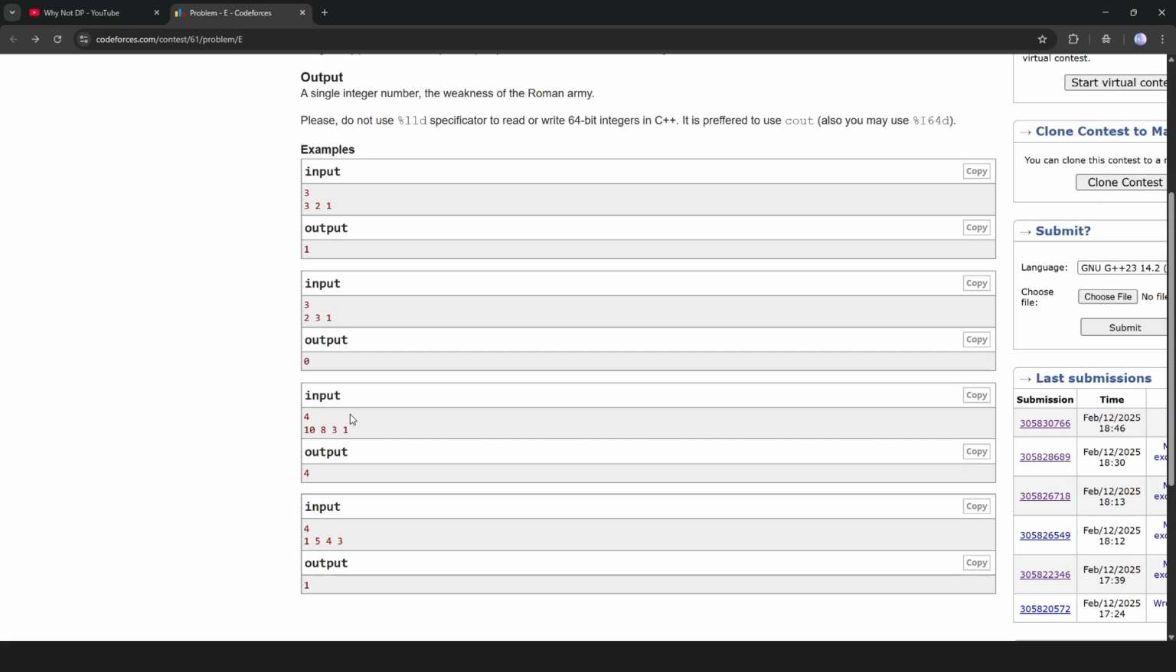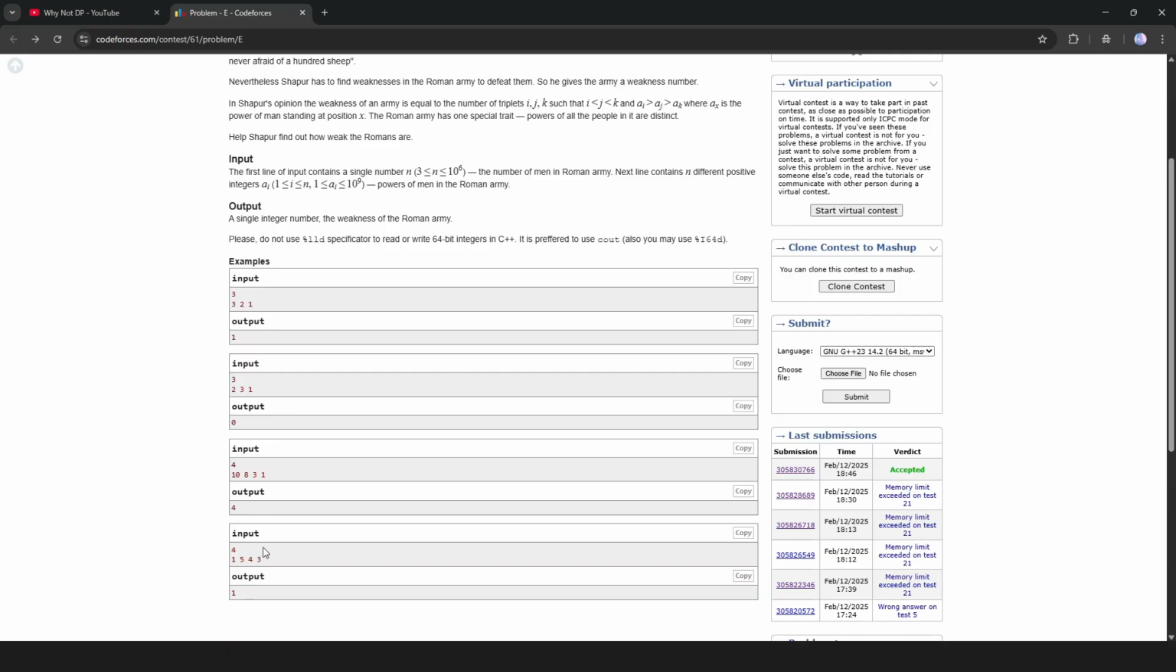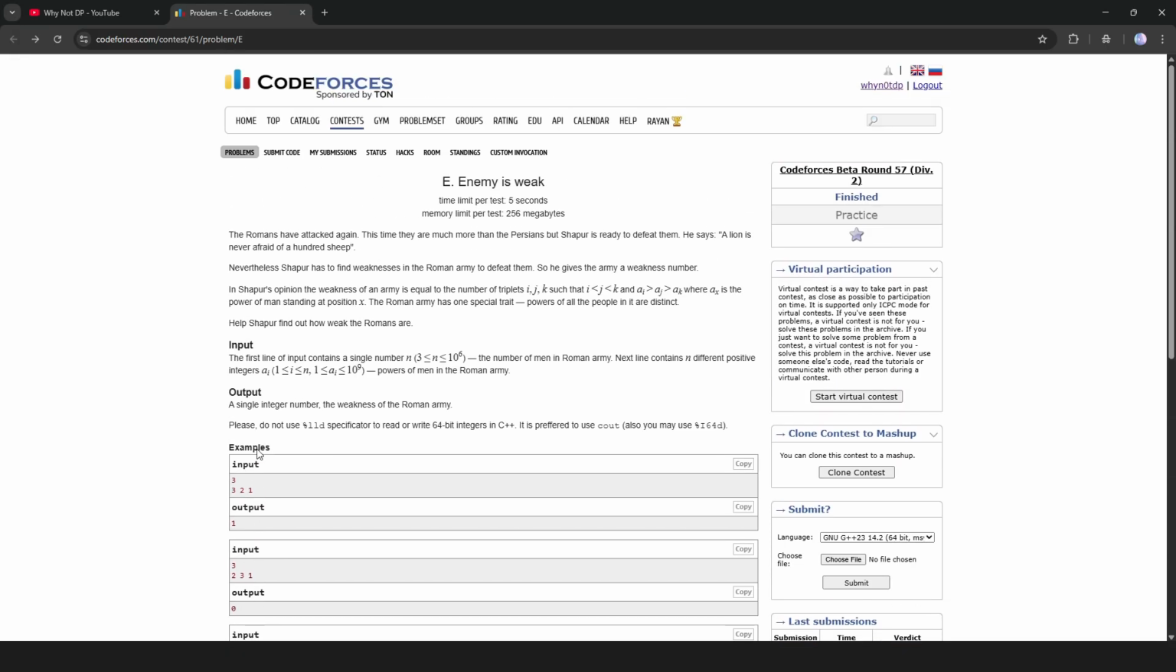So I hope you have got the concept of every example, how the outputs are coming for each of the examples, and what this question is asking us to print. So the question is not asking us very hard things to do. It just wants us to check this condition for every triplet, and if it is true, we just have to increase the count. So now the question is how we will perform this.